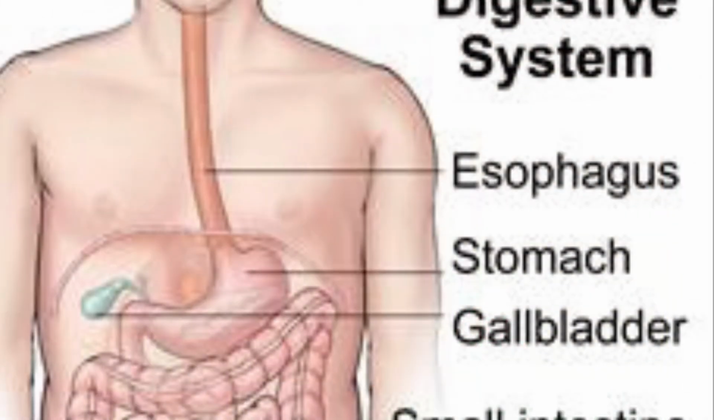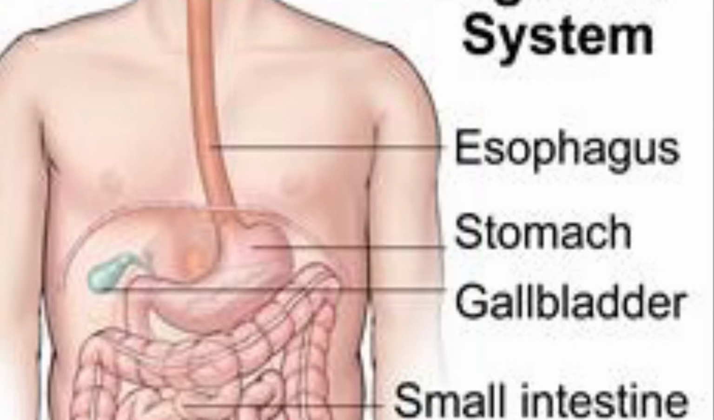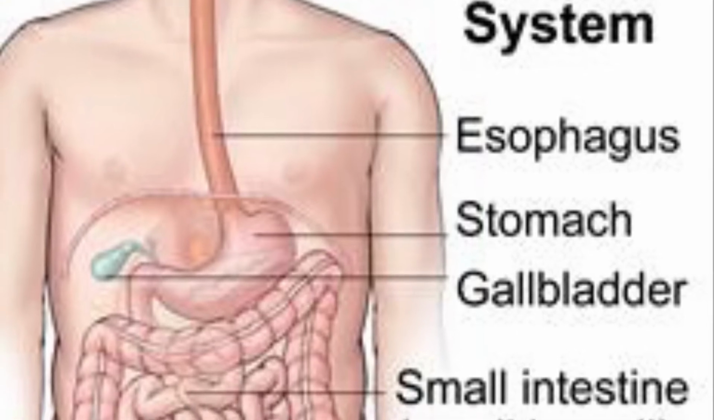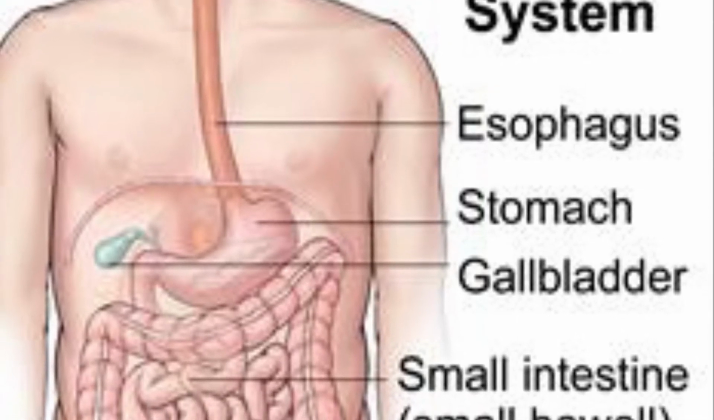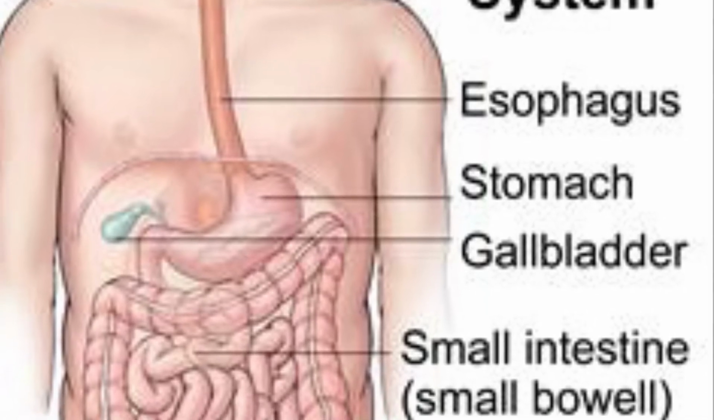The digestive system breaks down food and takes out needed nutrients. These nutrients are put into the bloodstream for the cells to use as energy. Minerals and vitamins are also put into the bloodstream to strengthen bones and the immune system.